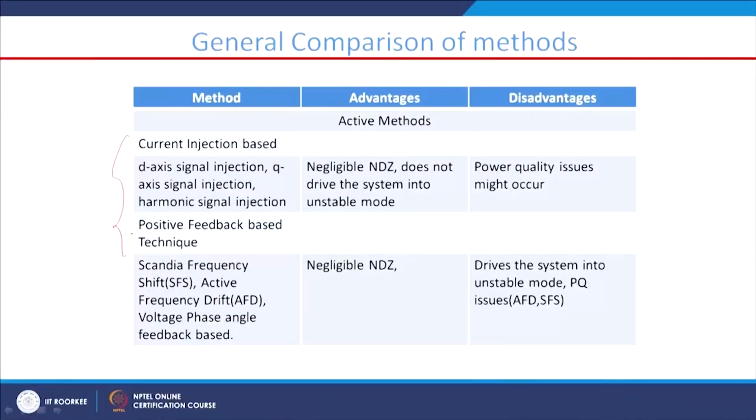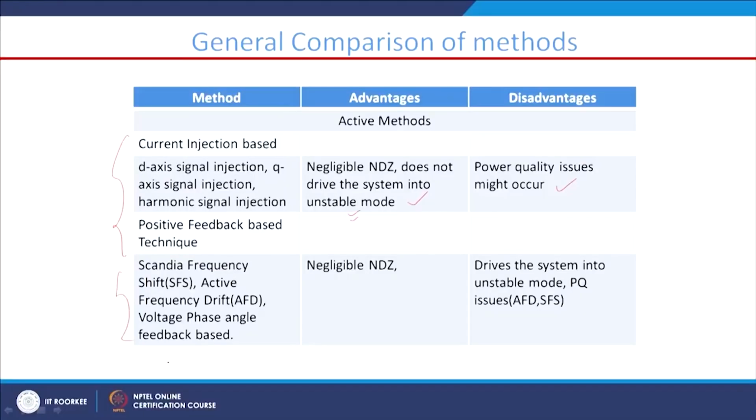And this is basically our active islanding detection technique. Here in case of active IDT, we have negligible NDZ, and also active IDT does not drive the system into unstable mode, this is important. However, at the same time the power quality issues are there, that is why we are going to have some hybrid based technique. Here also we have negligible NDZ, but at the same time the system is driven to unstable mode and the power quality issues are present to some extent when the disturbance signal is injected, right.